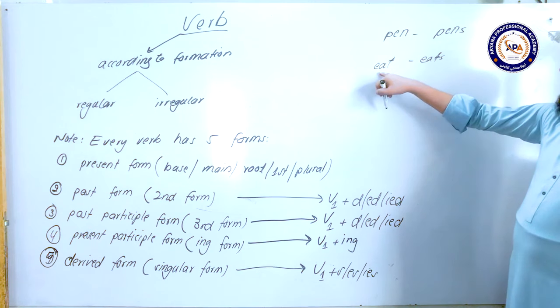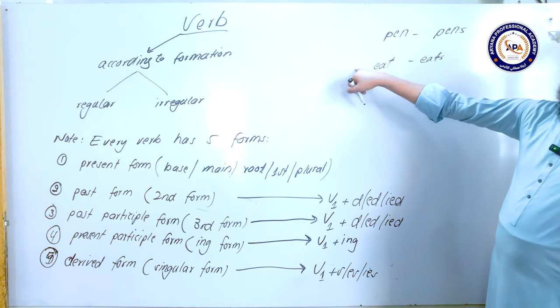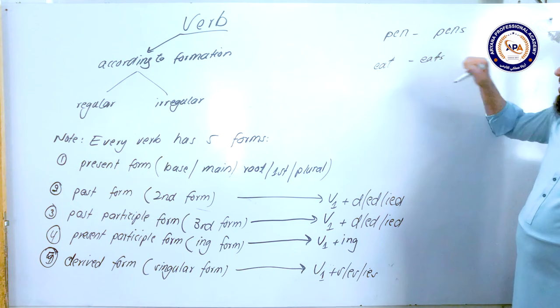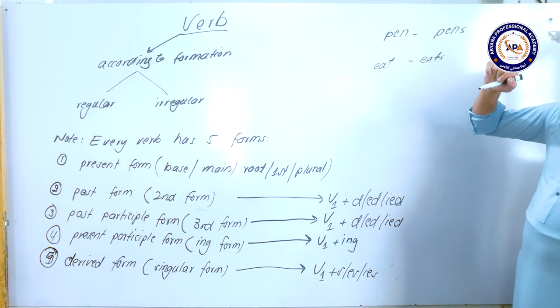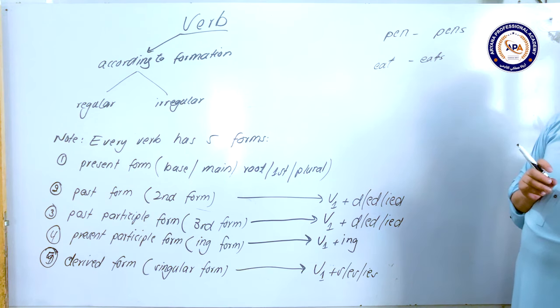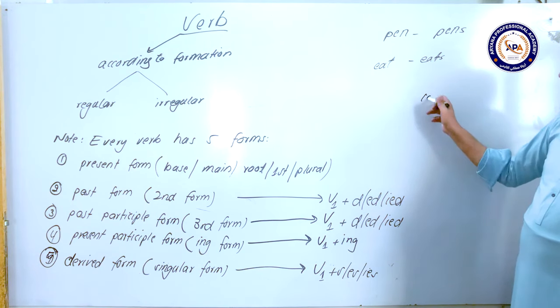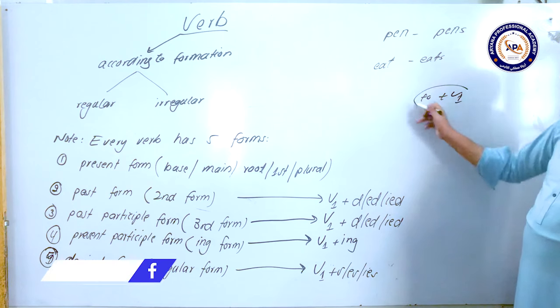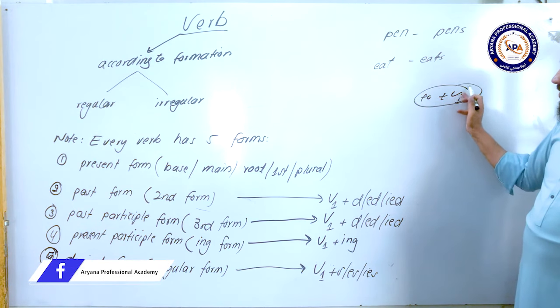Plural or singular? It is used with a plural subject in a sentence, or with a singular subject. Assume, sir, it is used to show, okay, we reduce the shows. To show. When the word to comes, the base form is the infinitive.